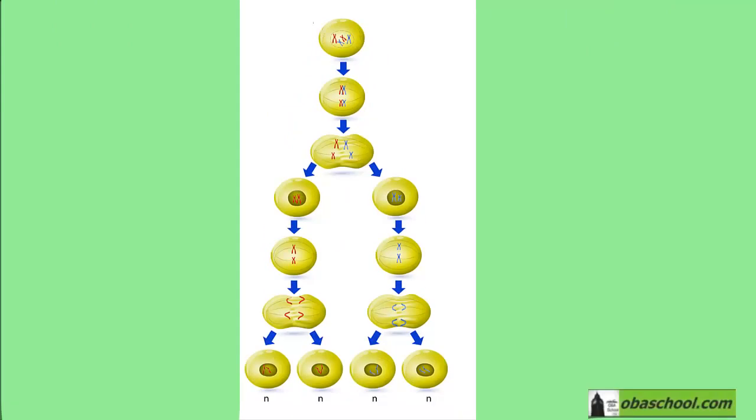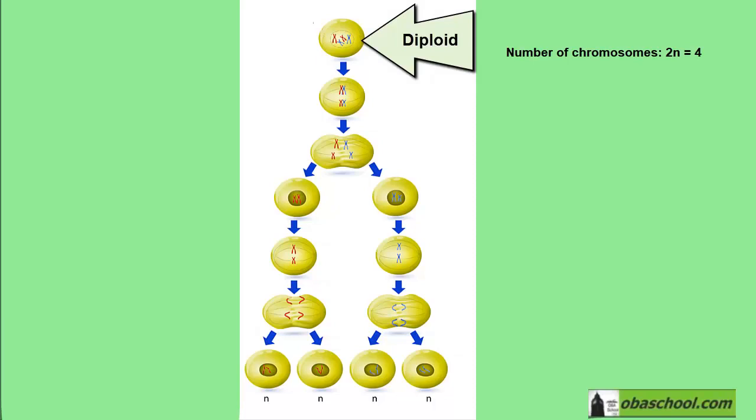This cell, we say it is diploid because it has 2n equals 4. It has homologous pairs of chromosomes, which means two chromosomes that are of the same size and same shape. We call them homologous. And cells that have homologous pairs, we call them diploid cells. They have 2n chromosomes. Here, 2n is equal to 4.